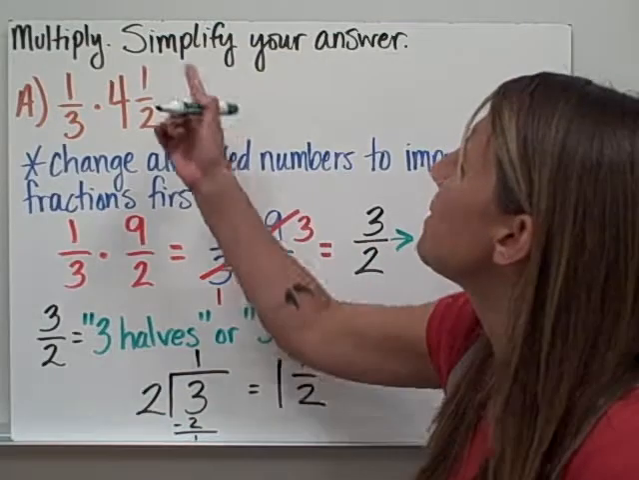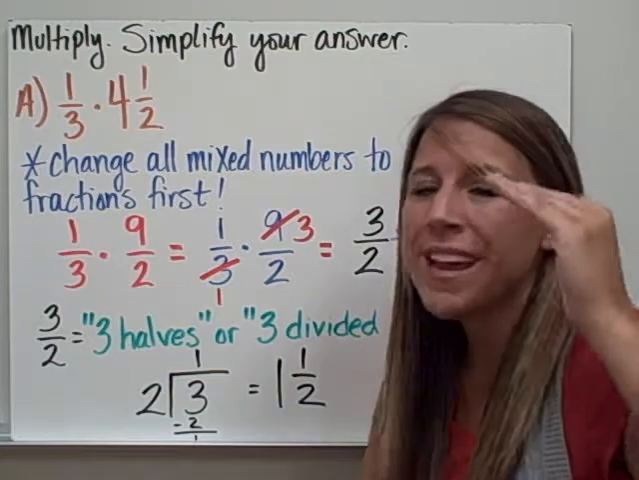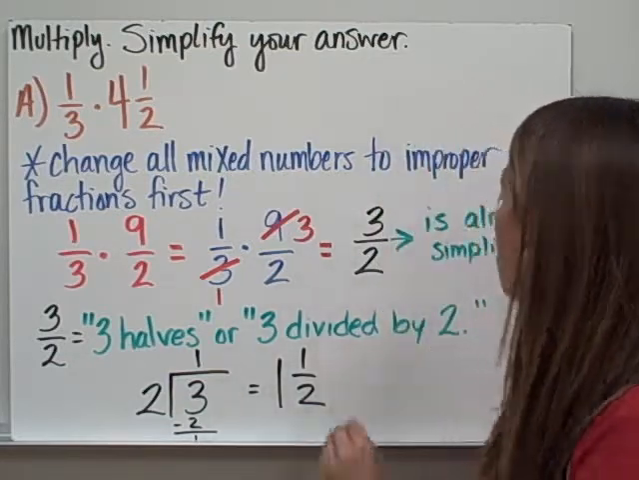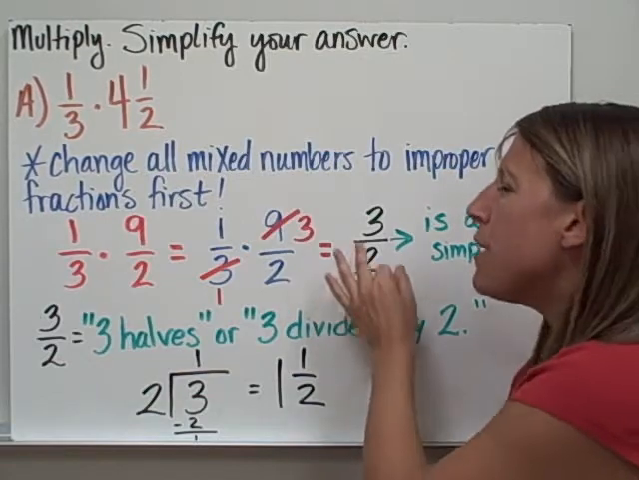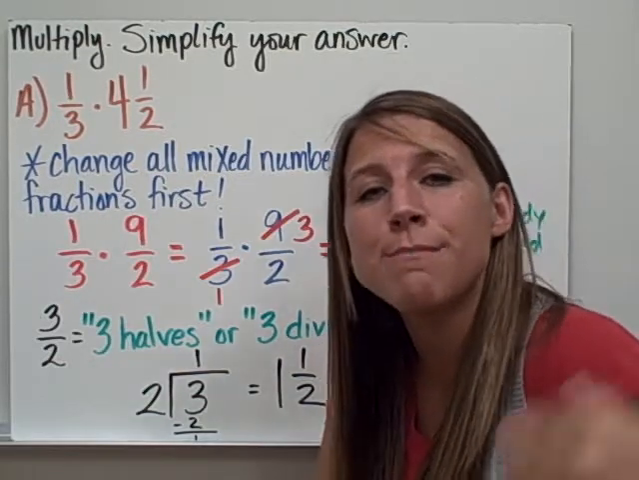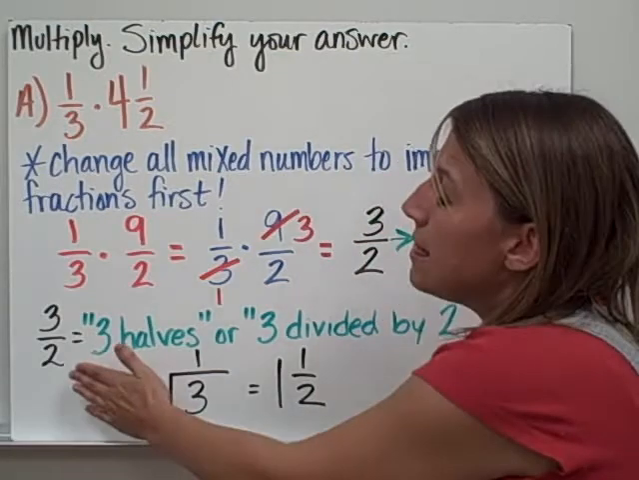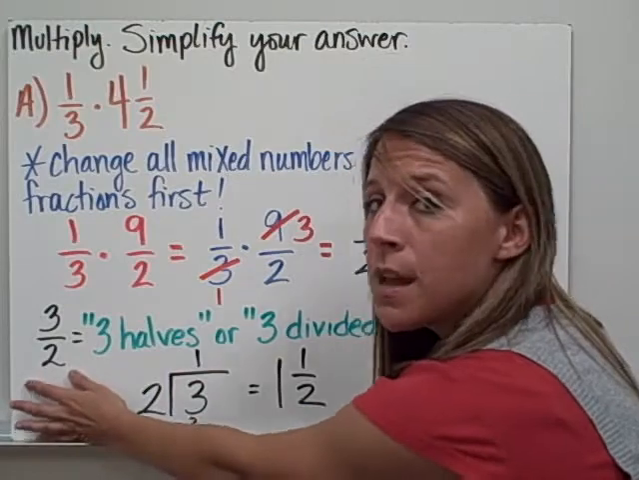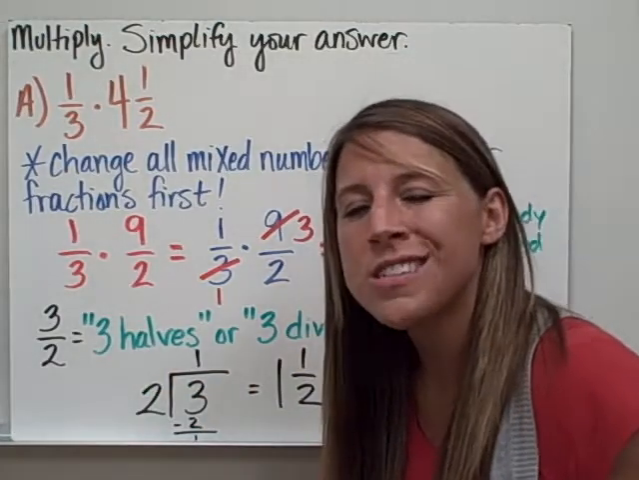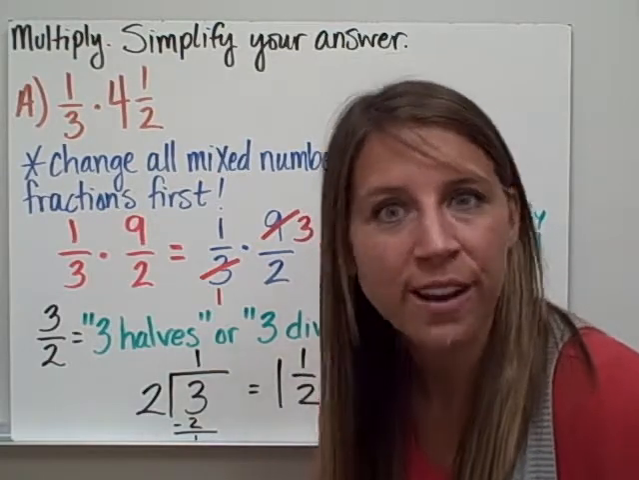Now the directions say to simplify your answer. 3/2 is simplified. You can't divide the numerator and the denominator down to be any smaller, so it's already simplified. 3/2 would be an acceptable answer unless you're asked to have your answer in a mixed number form. What you also should know is that this can be read as 3/2, but it can also be read as 3 divided by 2. Remember that fractions and division are the same thing. You're going to hear me say it over and over again.